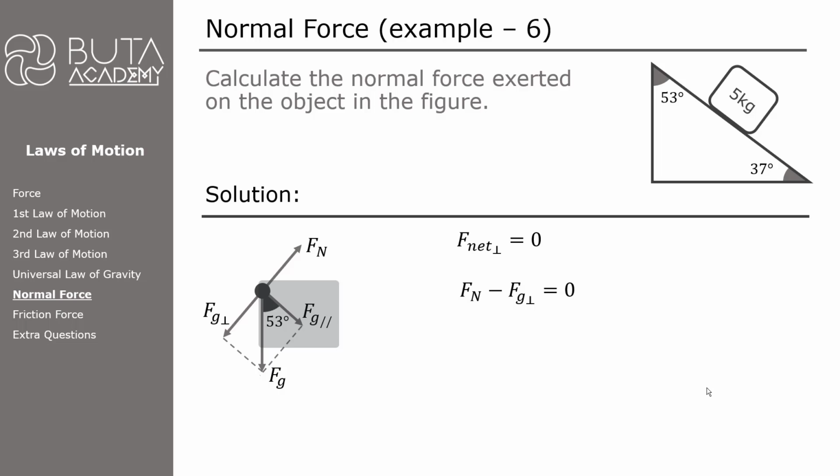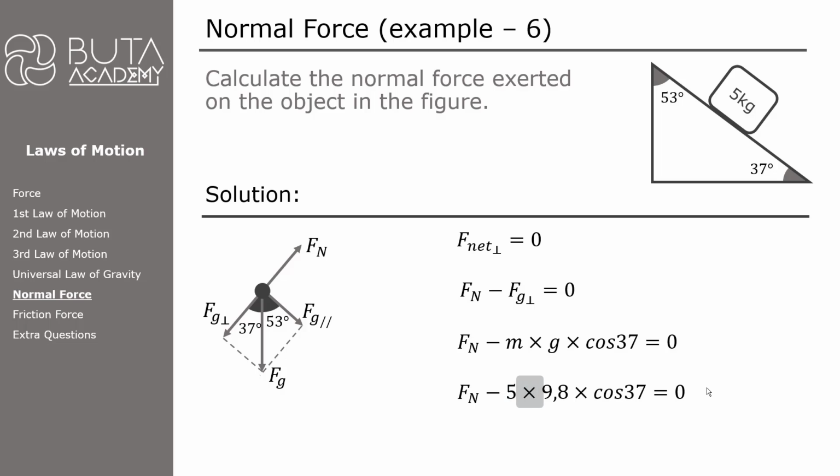As the angle between two components is 90 degrees, the angle between force of gravity and its perpendicular component is going to be 37 degrees. As Fg perpendicular is adjacent to 37 degrees, its value can be calculated as force of gravity, or mass times gravitational acceleration, multiplied by cosine 37. Mass of the object is 5 kilograms. Gravitational acceleration is 9.8. The magnitude of the normal force exerted on this object is 39.13 newtons.